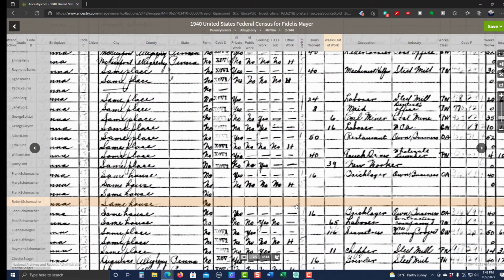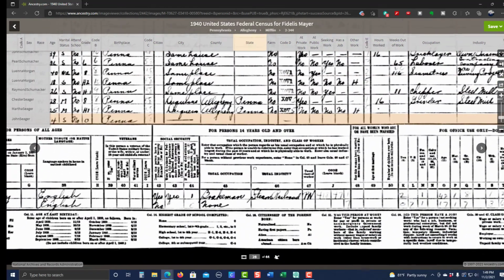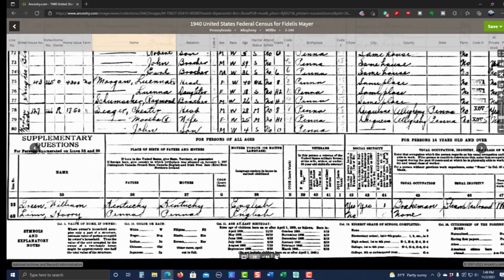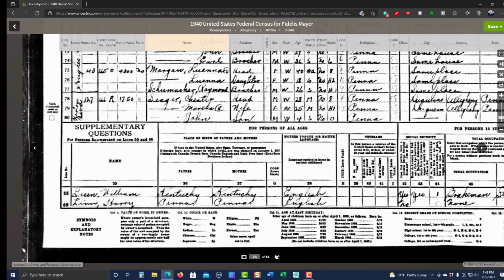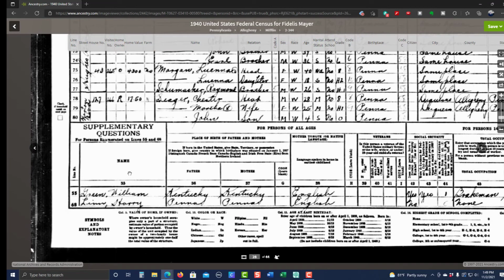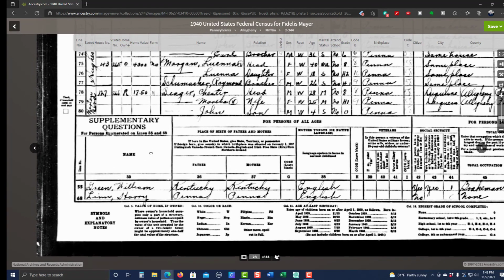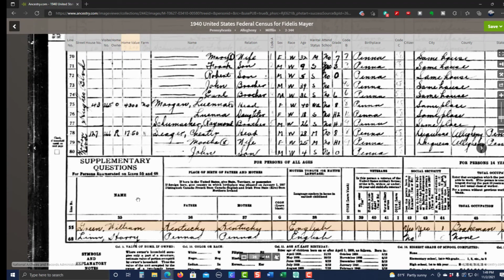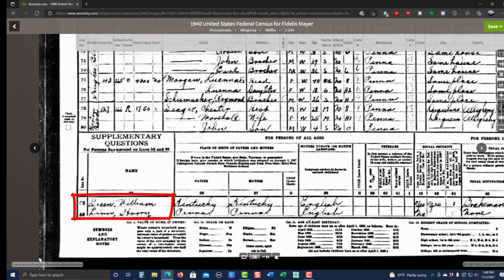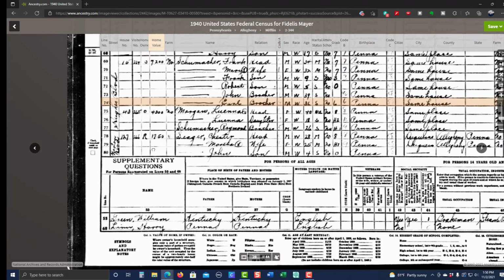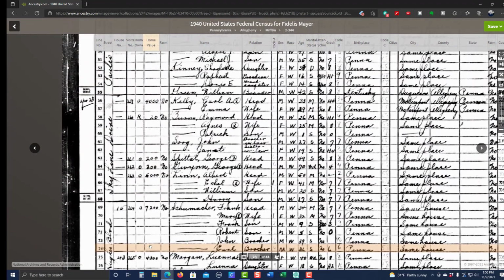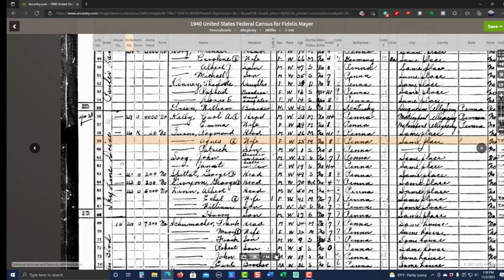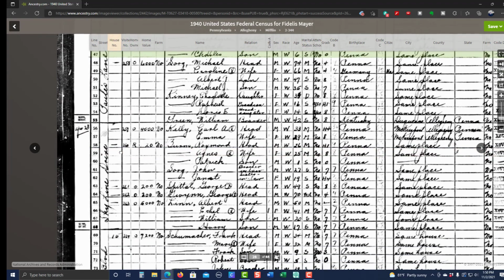Now, let's go down here. There's even more. There are, and they did this in at least one other census, but they have supplementary questions. Really, they just pick two people at random, whoever happens to land on line 55 or line 68. In this case, line 55, the person there is William Green, who's a boarder in the Michael Sorg household.